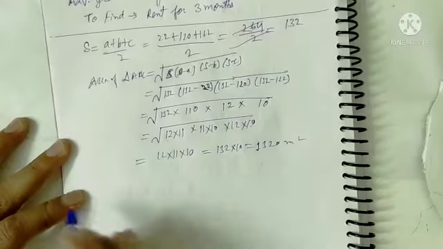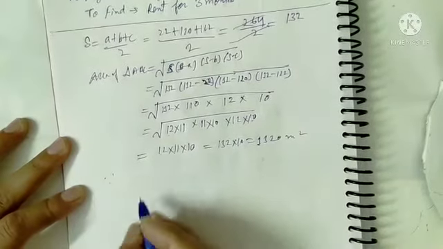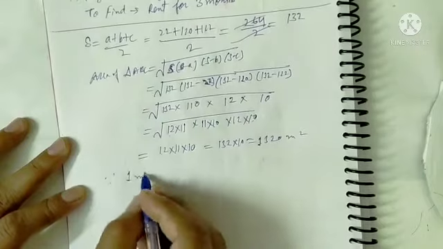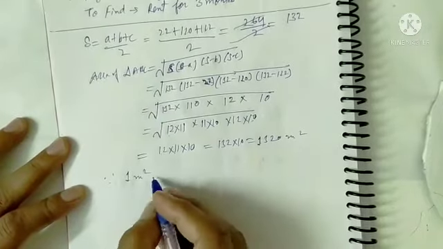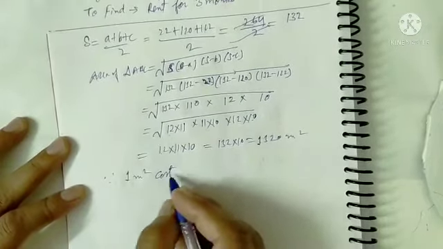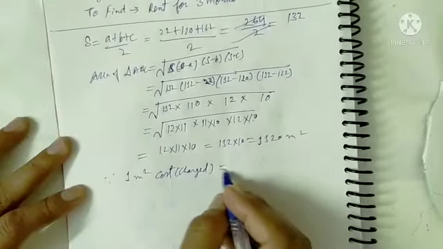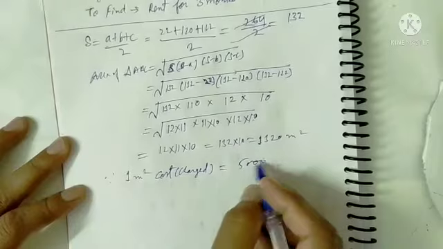Now we calculate the rent. See students, you know that for 1 meter square, the cost or charge is equal to how much? Rupees 5,000.